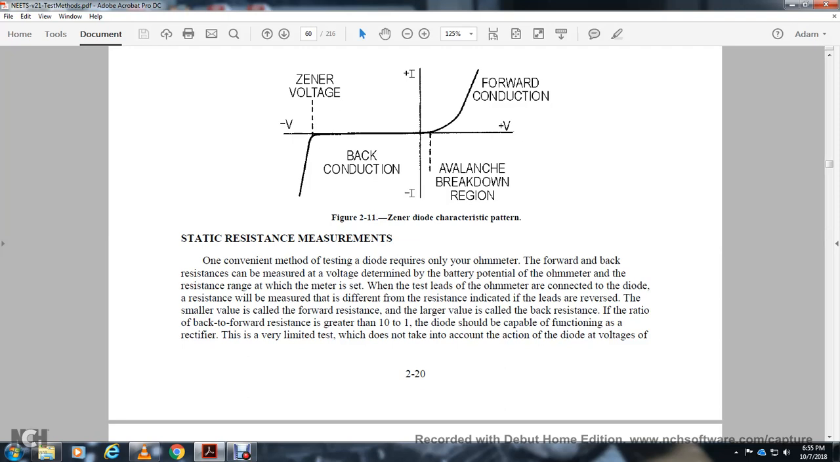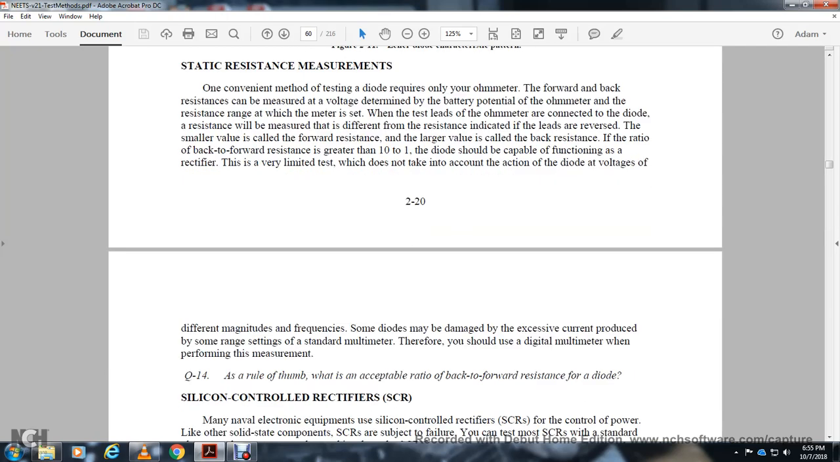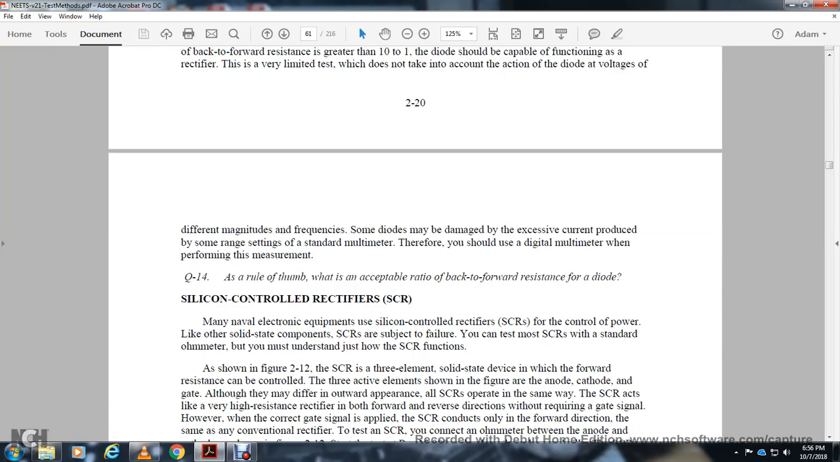The smaller value is called the forward resistance, and the larger value is called the back resistance. If the ratio of back to forward resistance is greater than 10 to 1, the diode should be capable of functioning as a rectifier. This is a very limited test that does not take into account the action of the diode at different voltage magnitudes and frequencies. Some diodes may be damaged by excessive current produced on some range settings of the multimeter, so a digital multimeter should be used to perform this measurement.